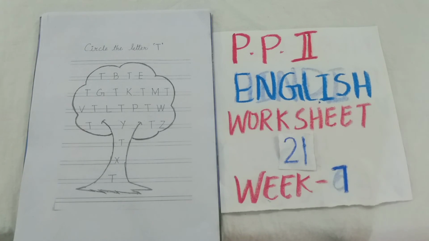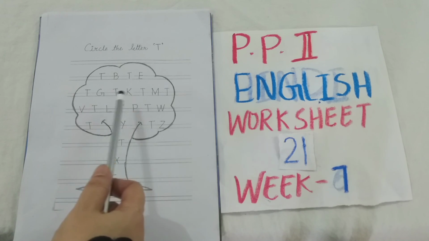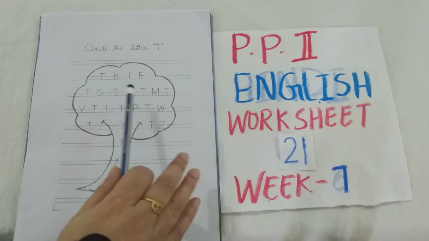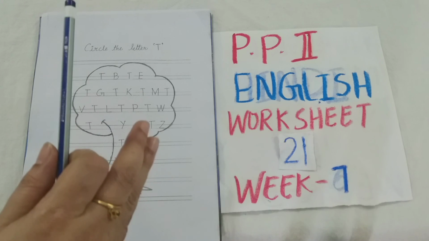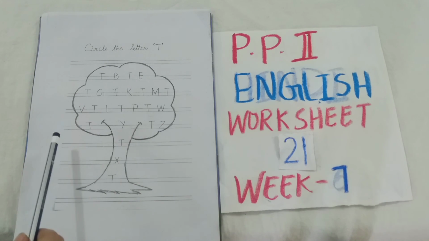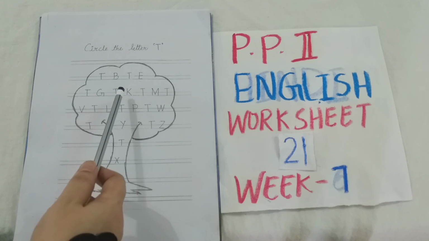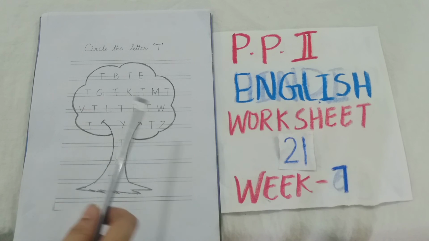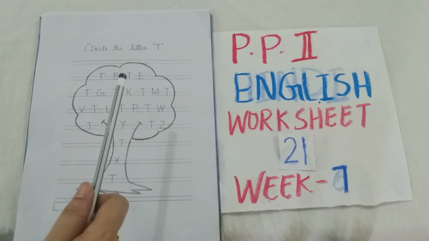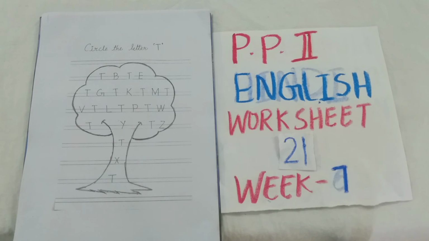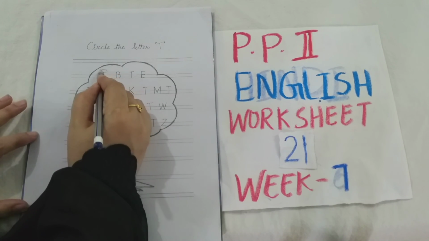Here also circle the letter T. Here how many T you have here in the tree? To the T letter only you have to circle. Okay? P also there, G also there, B also there, but you should not circle to other letters. Just you have to circle it only letter T. Okay? Come on, start circling.